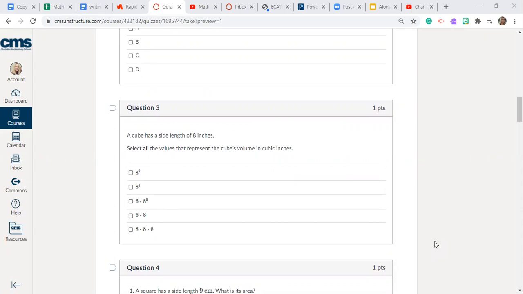Question number 3. A cube has a side length of 8 inches. Select all the values that represent the cube's volume in cubic inches. 8 squared, 8 to the third power, 6 times 8 squared, 6 times 8, or 8 times 8 times 8. Again, select all that apply. Pause and do the math.